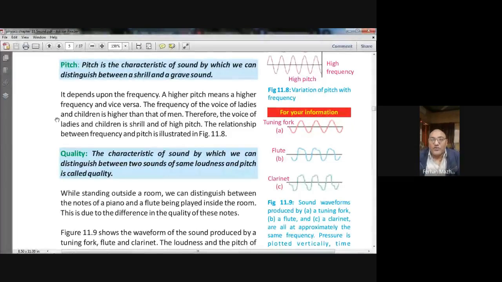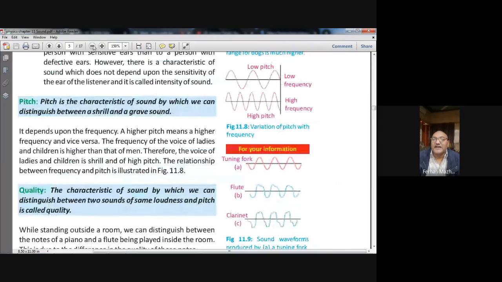The frequency of the voice of ladies and children is higher than that of men. Therefore, the voice of ladies and children is shrill and of high pitch. The relationship between frequency and pitch is illustrated in figure 11.8. So let me show you this diagram. Let me increase the size.